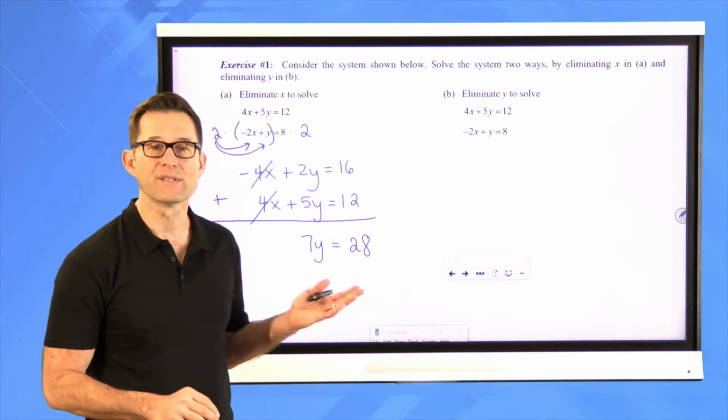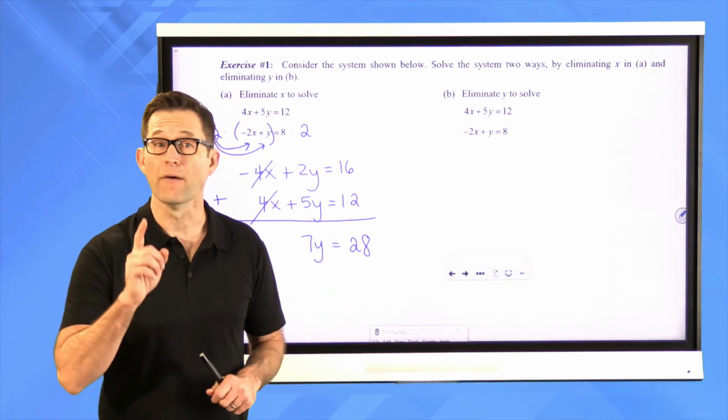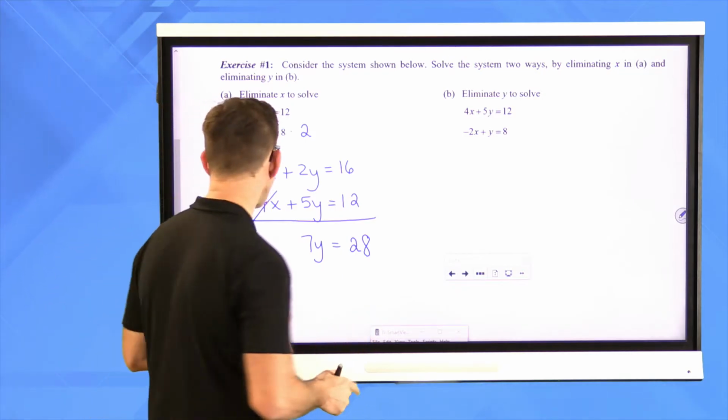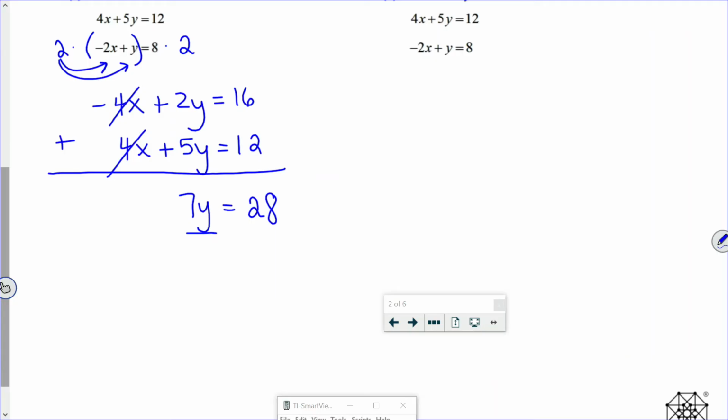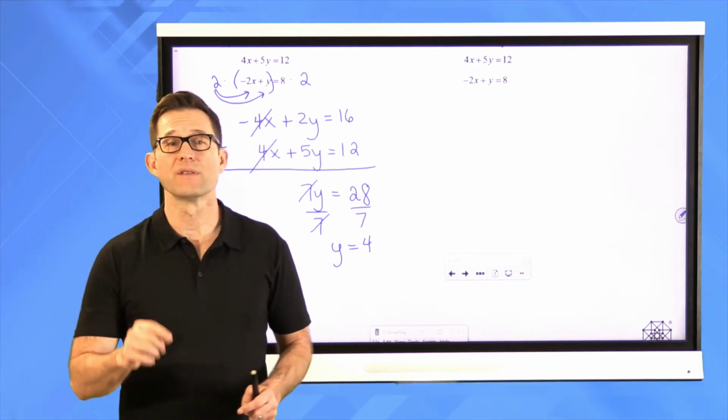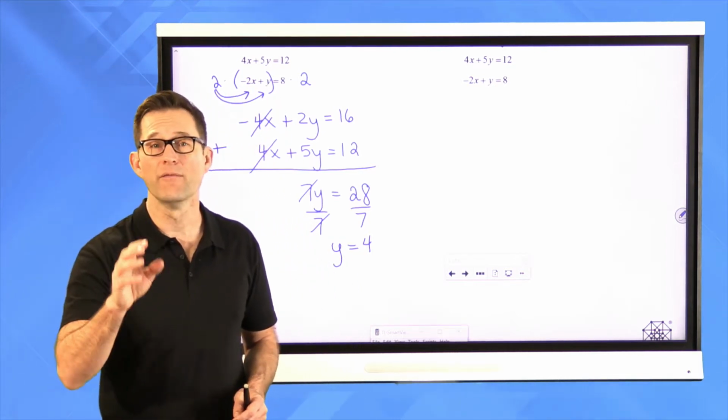All I have now is a very simple equation that involves y. All I have to do to solve this now for y at least is divide both sides by 7, and 28 divided by 7 is 4. Now whenever we solve a system, we don't want to find just the value of one variable, we want to find the value of both variables.